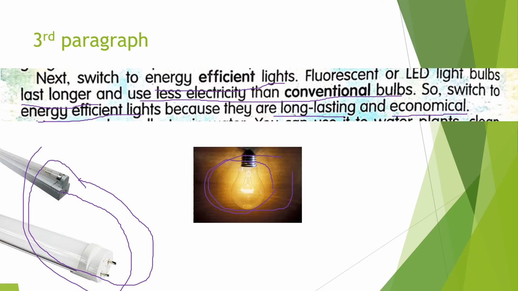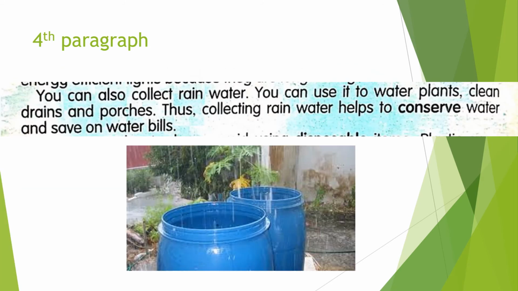Okay, alright, next paragraph. You can also collect rainwater. You can use it to water plants, clean drains and porches. Thus, collecting rainwater helps to conserve water and save on water bills. So what does it say here? It says you can also collect rainwater. Look, collecting rainwater. You can use it to water plants.